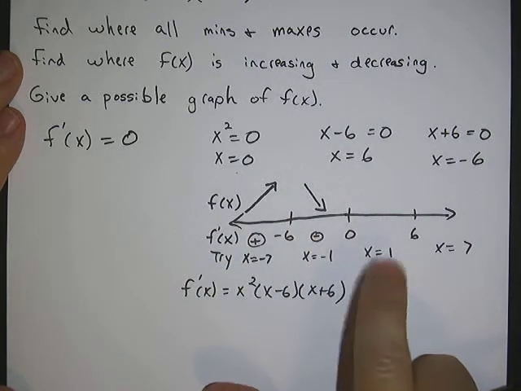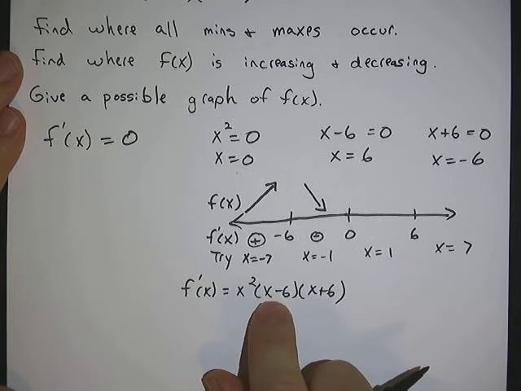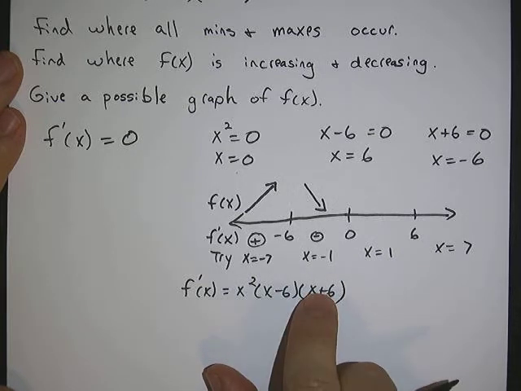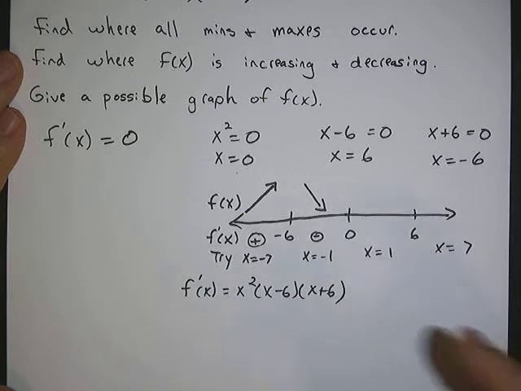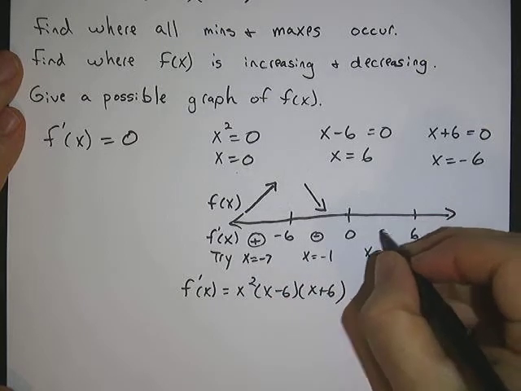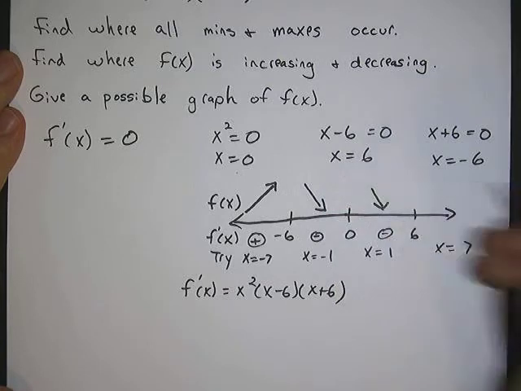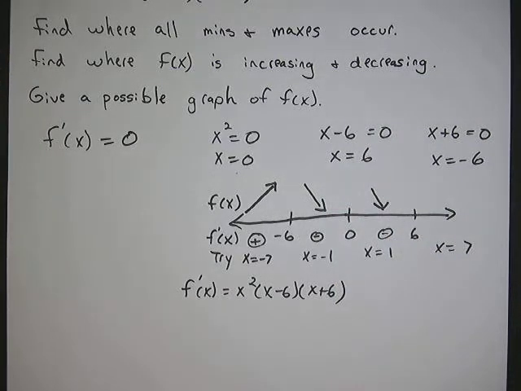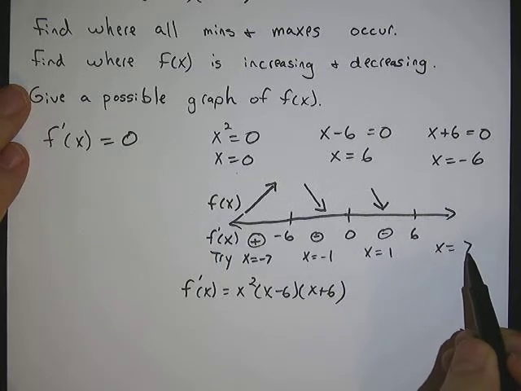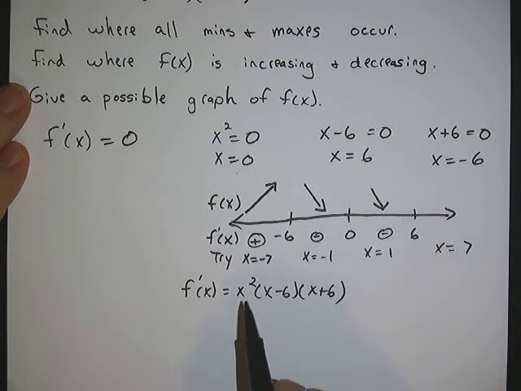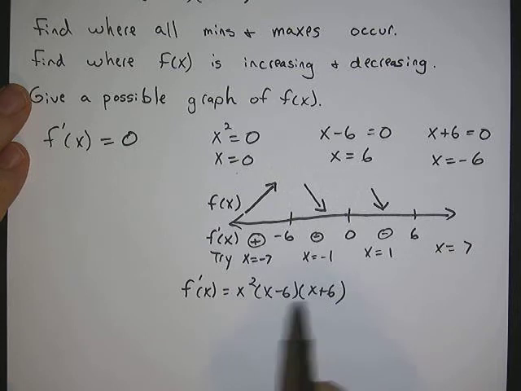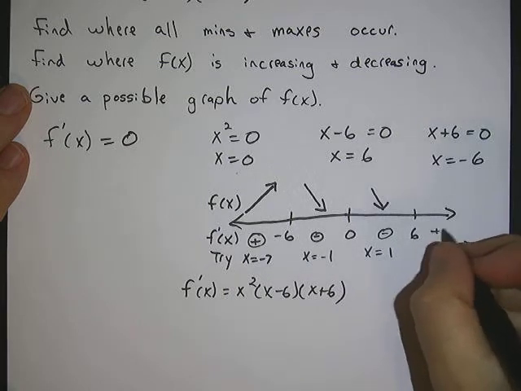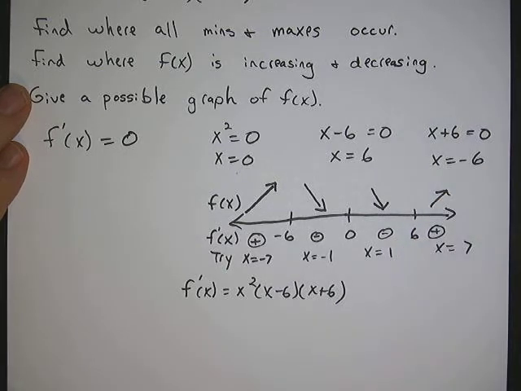Moving to the next region, we decided to try x equals 1. Plug in x equals 1. This gives us negative, and this gives us positive. So negative times positive is also negative. So the original function is going down. The slope's negative. And then for our last region, we decided to try x equals 7. Plug that in, x squared is positive, this becomes positive, this becomes positive. So every term here is positive, which means the slope is positive.